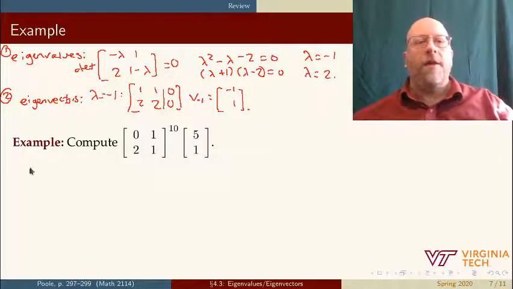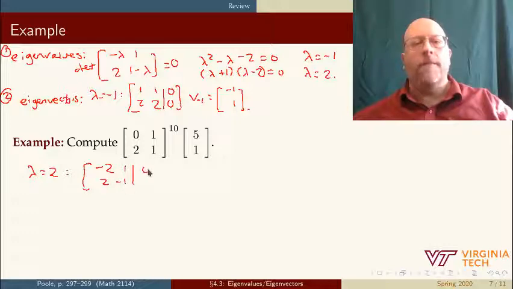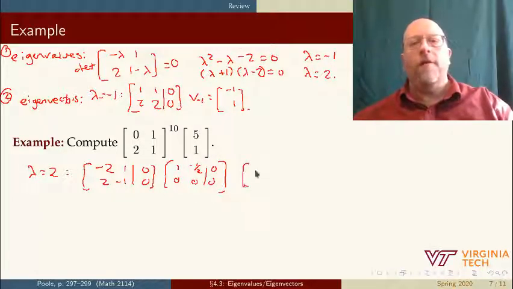Then we have to do the same thing again for lambda equals 2. Plug in 2 for lambda, -2, 1, 2, 1 minus lambda. 1 minus 2 is -1. That row reduces to 1, -1/2, 0, 0, 0, 0. And so we get 1/2, 1 as our eigenvector for lambda equals 2. So we have our two eigenvectors.